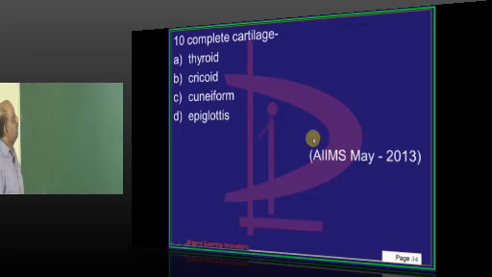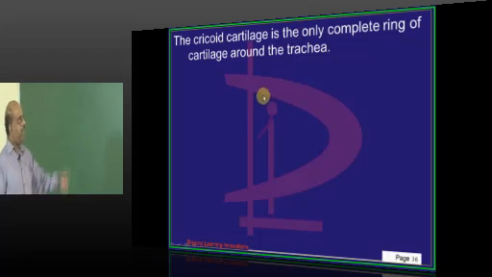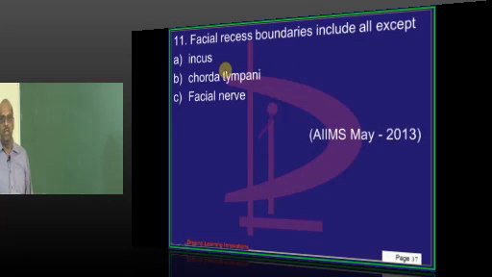Now, which is a complete cartilage? Super. Cricoid is the only complete cartilage. What are the boundaries of facial recess?